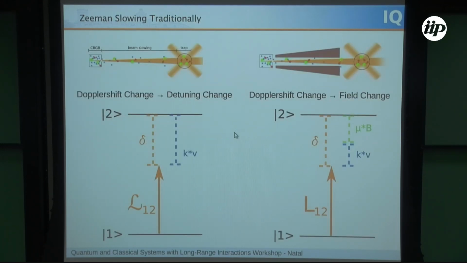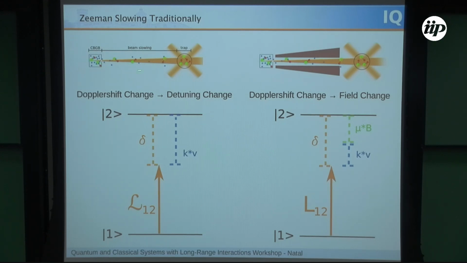So why is atomic slowing so easy and molecular slowing so hard? For that, I would like to first explain to you how a Zeeman slower normally works, which is how atoms are normally slowed, in case you didn't know. And a Zeeman slower basically is the following. You just have a source. In our case, it's this cryogenic buffer gas cell that I was talking about. For atoms, it would be an atomic oven.